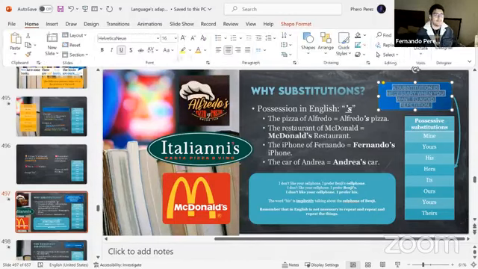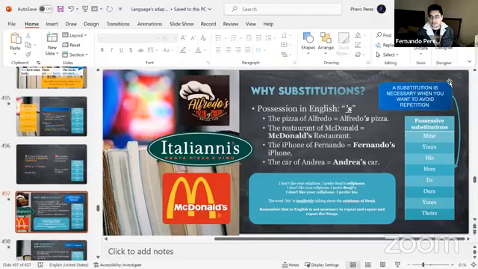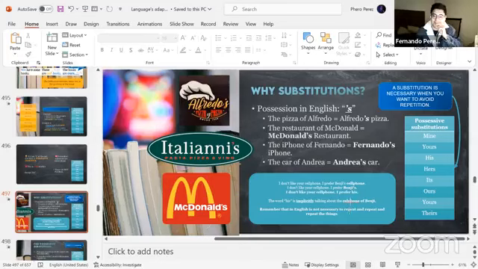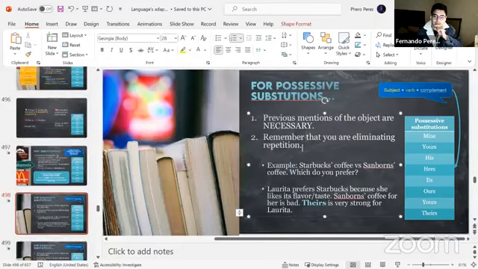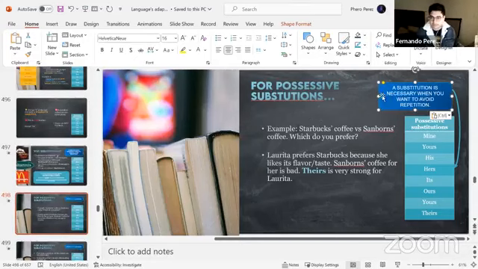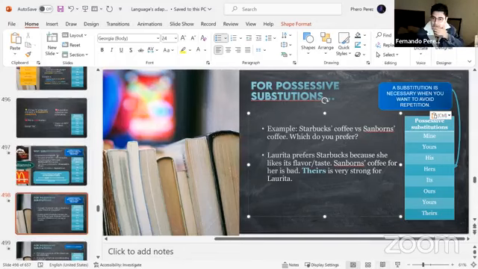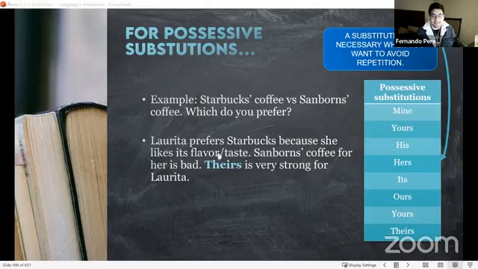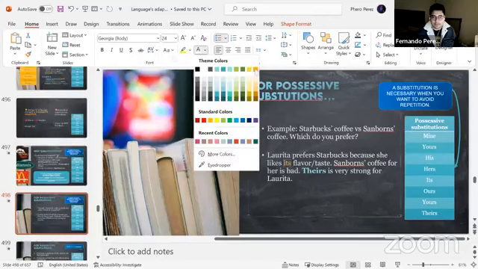Repetition of what? Do you know? Repetition of noun. Very good. So if you say, for example, I like this example: Starbucks coffee versus Sanborns coffee. Which one do you prefer? This was in previous classes. Laurita prefers Starbucks because she likes its flavor. This its is a possessive adjective.